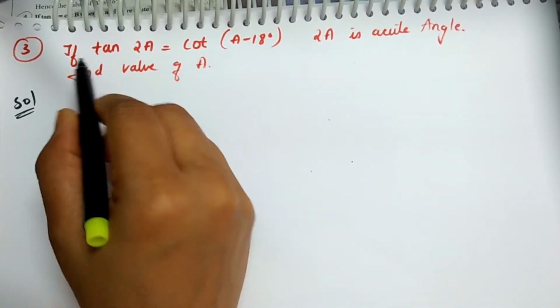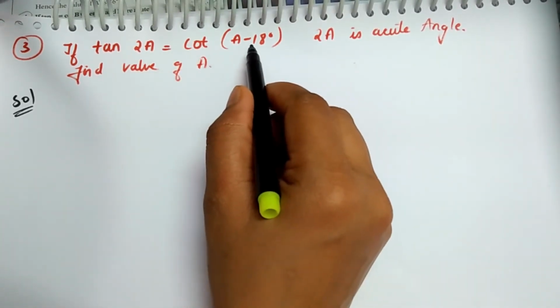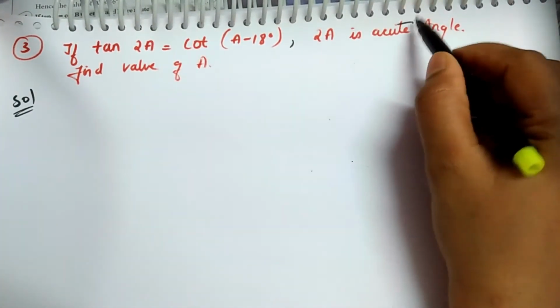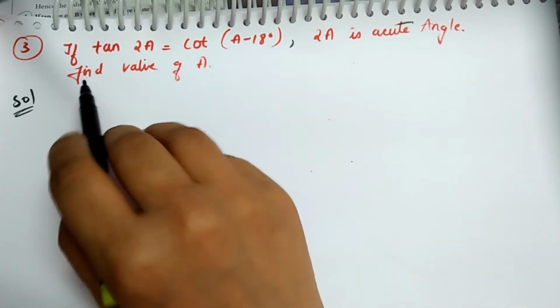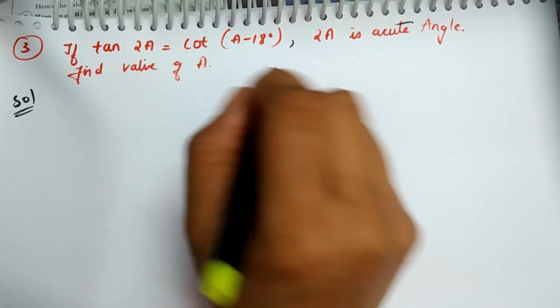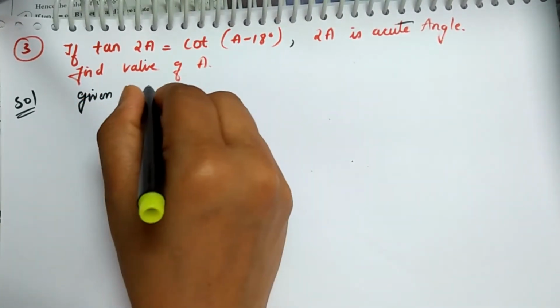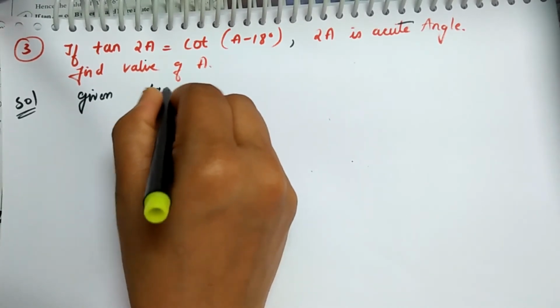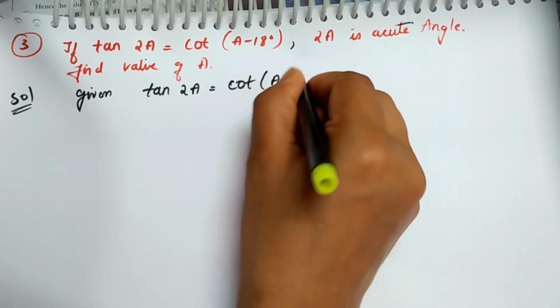Okay, third problem. If tan 2a is equal to cot a minus 18, where 2a is an acute angle. I mean, this angle is an acute angle. It's showing that it's a complementary angle thing. Find the value of a. Now, let us copy the given aspect. Given: tan 2a is equal to cot a minus 18.